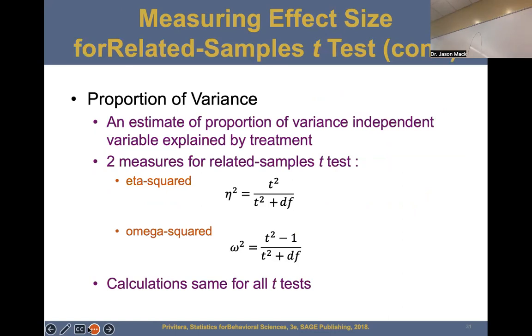Then we have eta and omega squared. These estimate the proportion of variance in the dependent variable explained by the independent variable, the treatment. Two measures. For eta squared, η2 is equal to t squared divided by t squared plus the degrees of freedom. For omega squared, which we use ω2 for, it's t squared minus 1 divided by t squared plus the degrees of freedom. The calculations are the same for all the t-tests. I have this on a worksheet where I give you numbers and you can plug them into the formula.